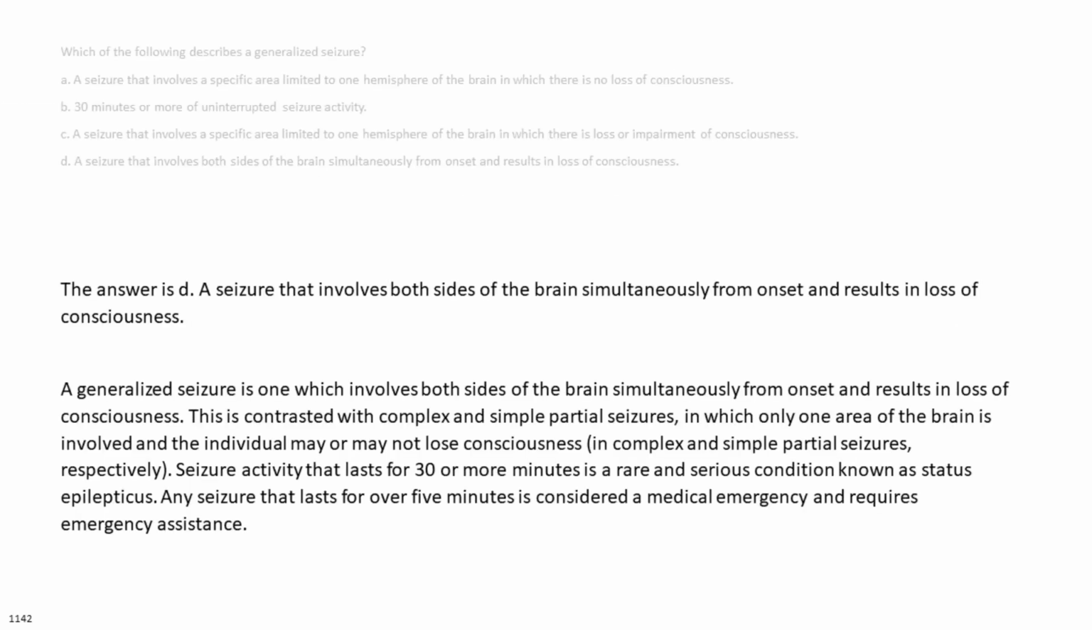The answer is D. A seizure that involves both sides of the brain simultaneously from onset and results in loss of consciousness. A generalized seizure is one which involves both sides of the brain simultaneously from onset and results in loss of consciousness. This is contrasted with complex and simple partial seizures, in which only one area of the brain is involved and the individual may or may not lose consciousness, in complex and simple partial seizures, respectively.